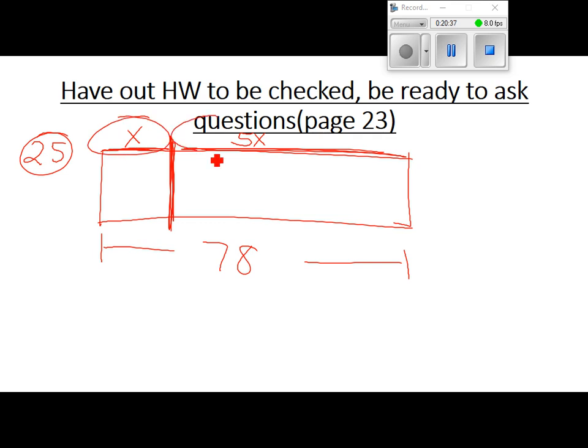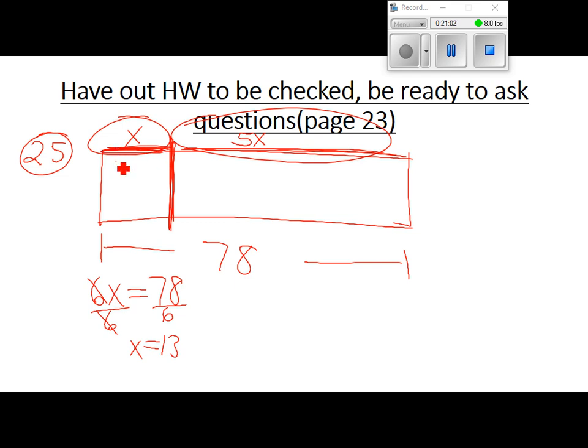If I make that 5x, what's this part over here going to be? What am I going to do with these two parts? Add them together. So what? Tell me the equation. 6x equals 78. Somebody help me out with their calculator. Comes out to be 13. So what's 13? Length of this board is how long? 13 inches. How long is the other board? 65 inches.